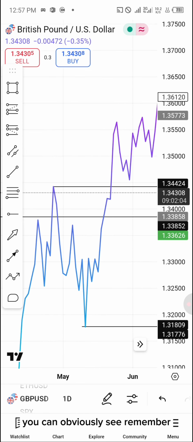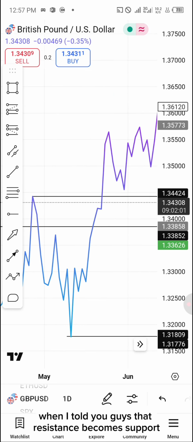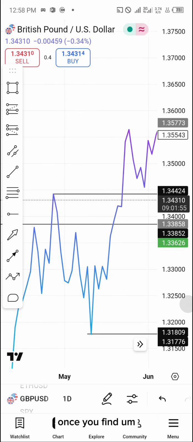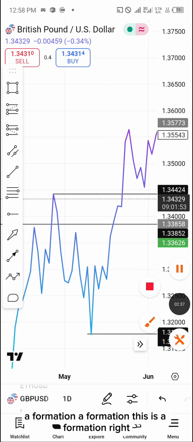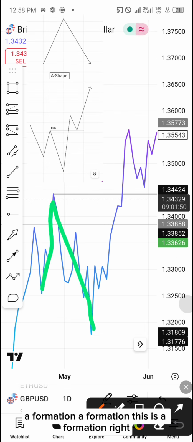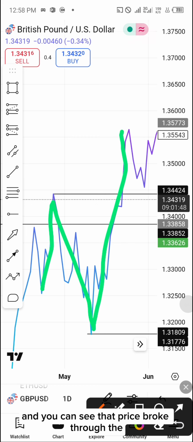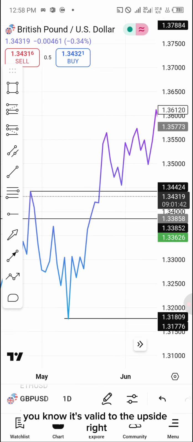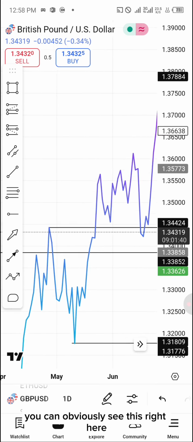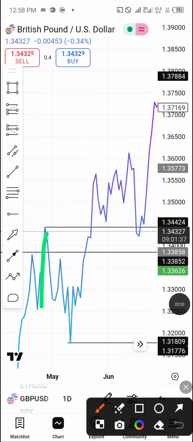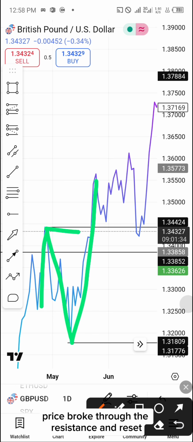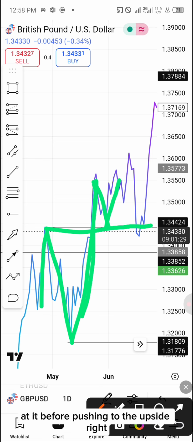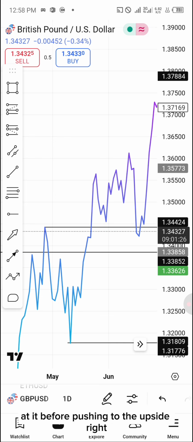Now you can obviously see, remember when I told you guys that resistance becomes support, I showed you guys that once you find a formation, this is a formation, right? And you can see that price broke through the formation, we tested on it before, it's rallied to the upside, right? Price broke through the resistance, and we said resistance will become support, and price tapped back at it before pushing to the upside, right?